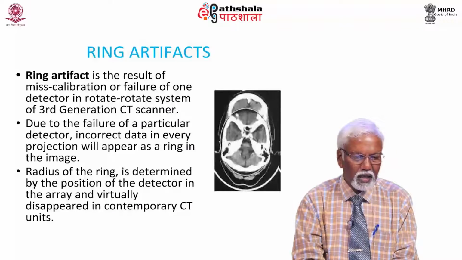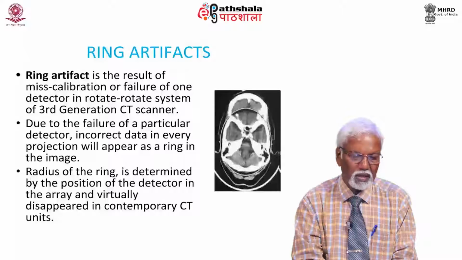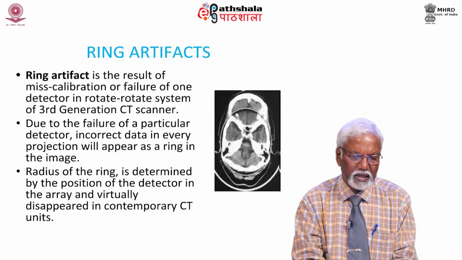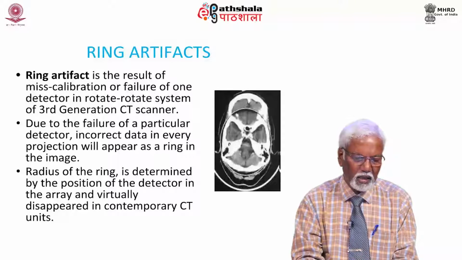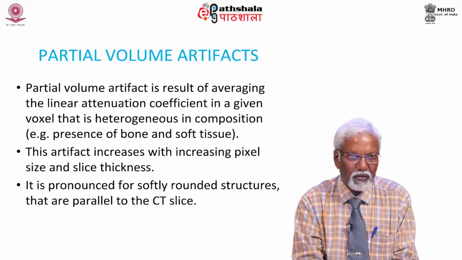Ring artifact. Ring artifact is the result of miscalibration or failure of one detector in a rotate-rotate system, that is third generation CT scanners. Due to the failure of a particular detector, incorrect data in every projection will appear as a ring in the image. The radius of the ring is determined by the position of the detector in the array, and it has virtually disappeared in contemporary CT units. Next, partial volume artifact.